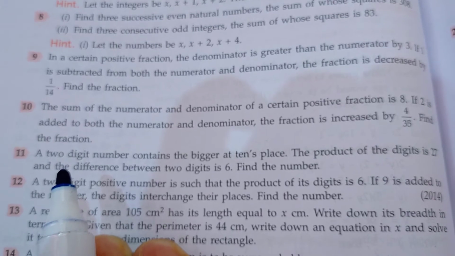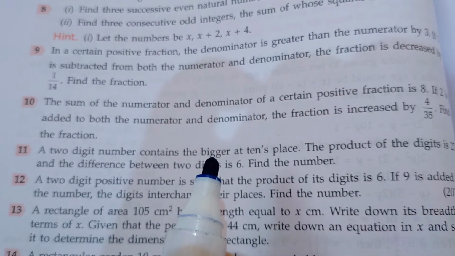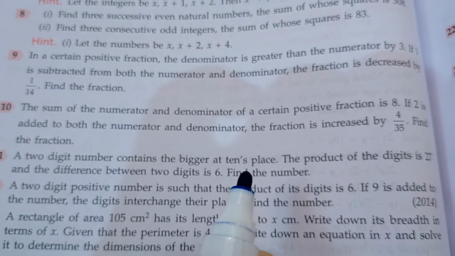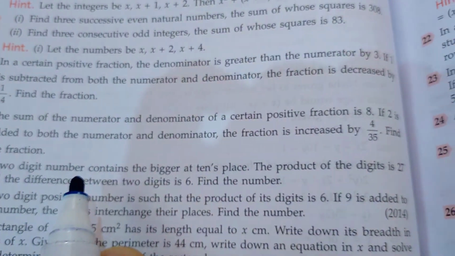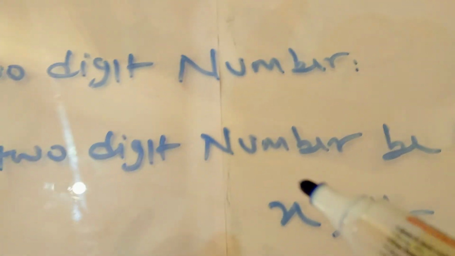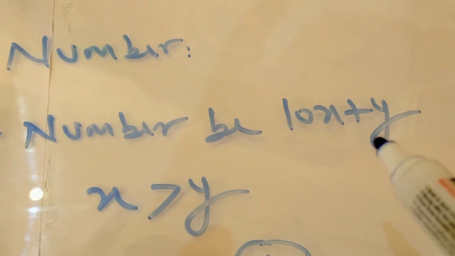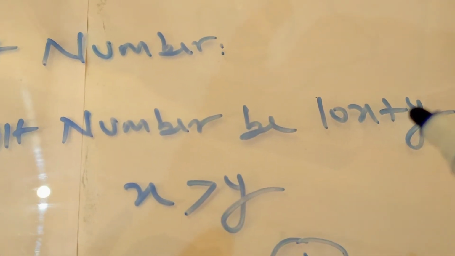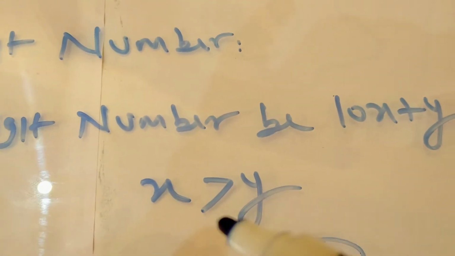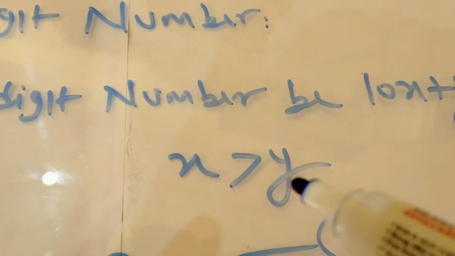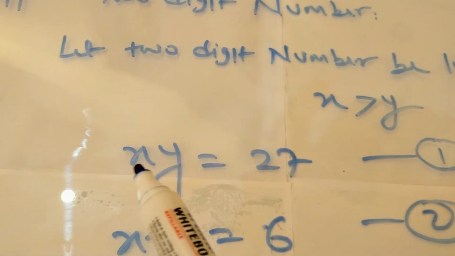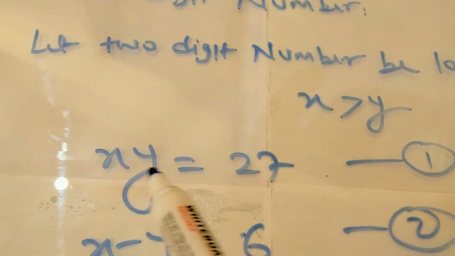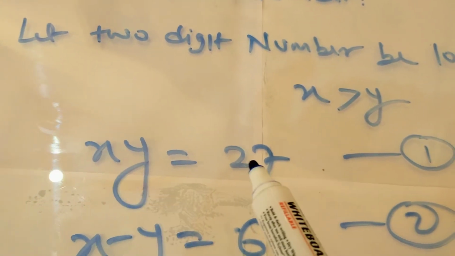The 11th question is about a 2-digit number. The 2-digit number contains a bigger number in the tens place. So whenever the question is about a 2-digit number, you have to assume in terms of x and y. See, what is a 2-digit number? I have assumed that the 2-digit number is 10x plus y. So this value is the ones place, this value is the tens place. And in this question it is given that the tens place digit is more than the ones place digit. So x is greater than y. And in the second condition it is given that the product of x into y, the product of the digits, is 27.